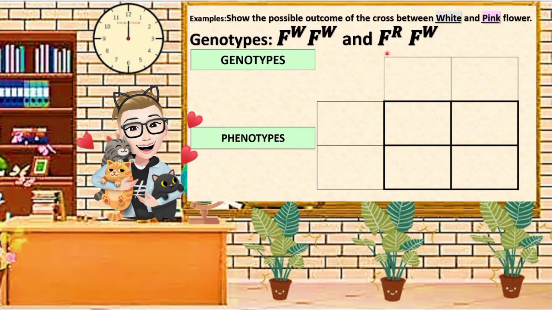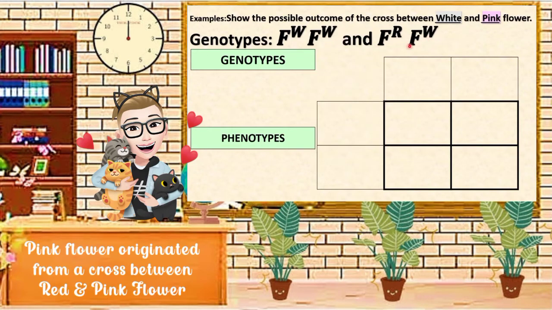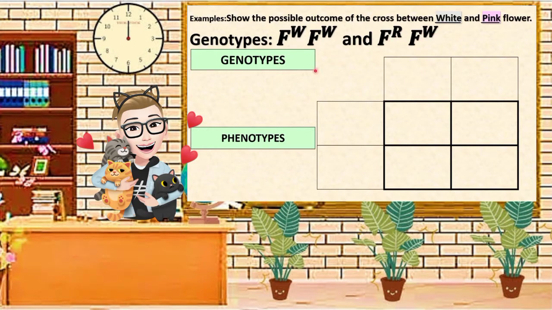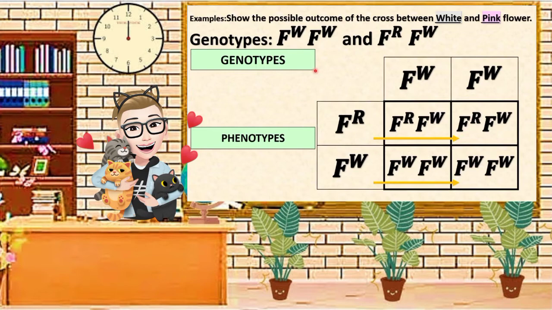FW. It is wrong when you use FP or FP because we know that the pink flower is a result from a cross between white and red flower. Therefore, it should be FR and FW. Always remember that. Now, let us cross this white and pink flower. On top, we have the white flower, and on the side, we have the pink flower. Now, let us mix them together, put it down, and cross it.